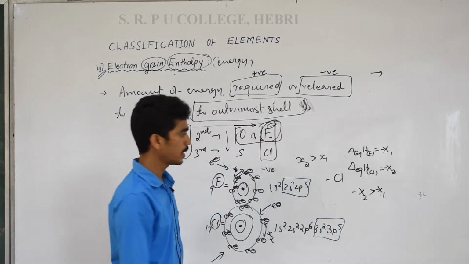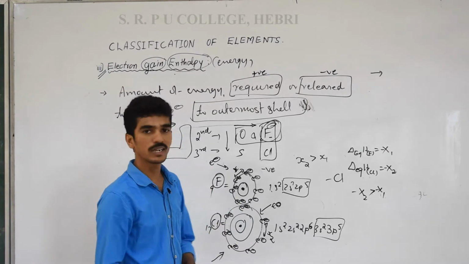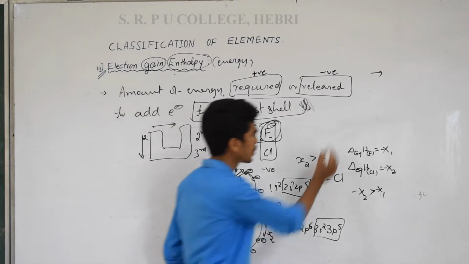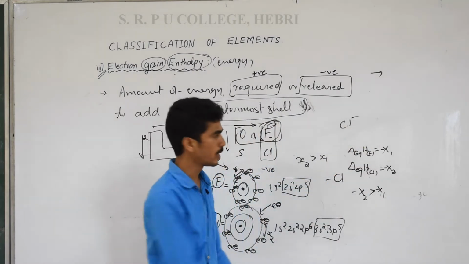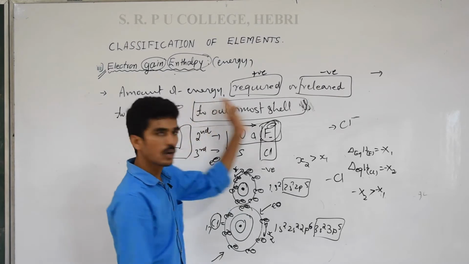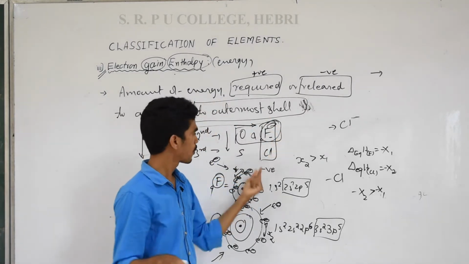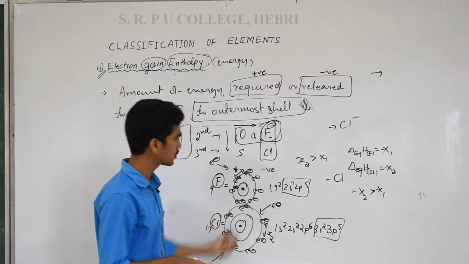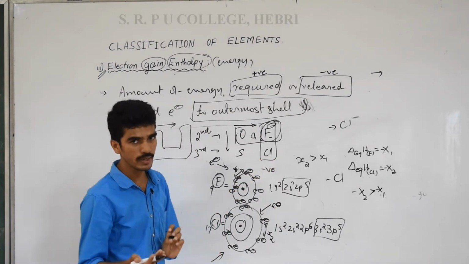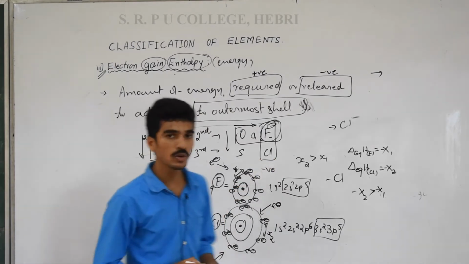So they may ask one more question: which element has the more electron gain enthalpy? You should write chlorine only, not fluorine. According to the concept of variation, fluorine should have had more, but this concept leads to chlorine having the more electron gain enthalpy. This was regarding electron gain enthalpy.